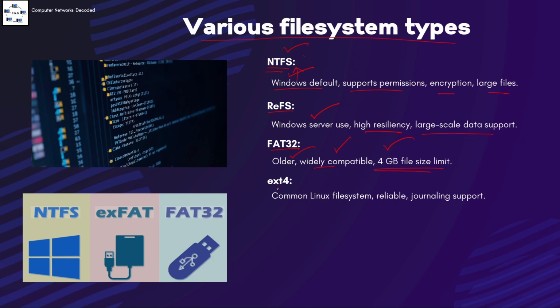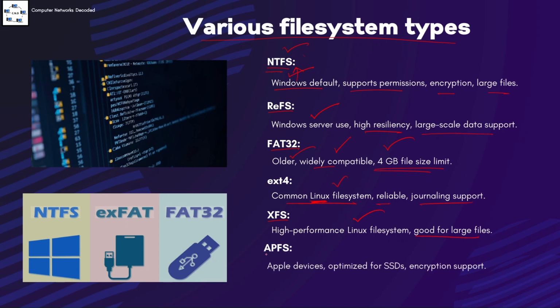Next one is ext4, which is the common Linux file system, and it is reliable and has journaling support. Next is XFS, which is a high performance Linux file system, and it is good for large files. And the next one is APFS, which is used by Apple devices, and it is optimized for SSDs. SSD is the storage type that is solid state drive, and it also has encryption support.